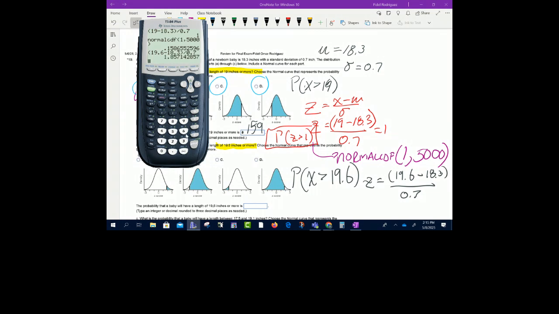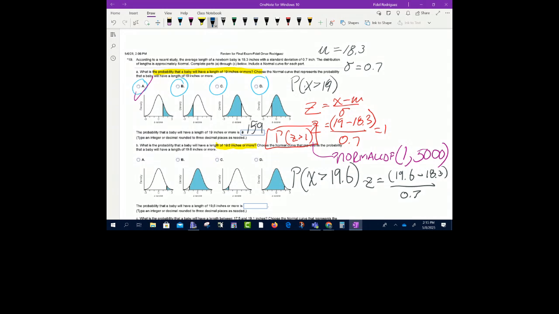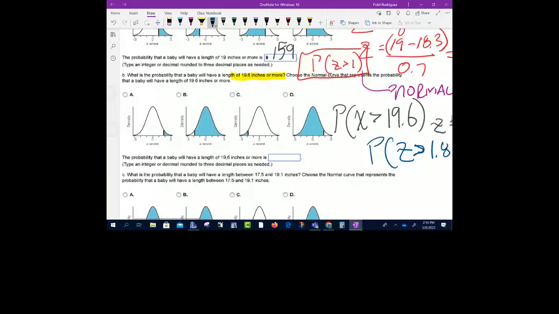I'm coming up with 1.857. Usually with our Z-scores, we normally go to 2 decimal places. So I would say 1.86. We're going to say, what's the probability that Z is bigger than 1.86? If I come back over here, I'm going to zoom in on my graphs so I can see this a little bit better. Looking at graphs A, B, C, and D, which one looks like it's starting at about 1.86?